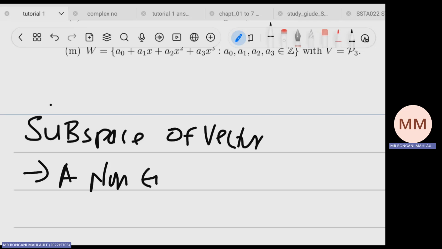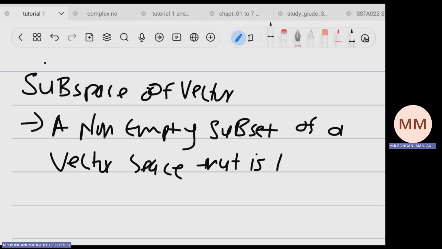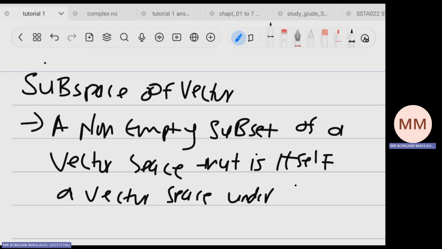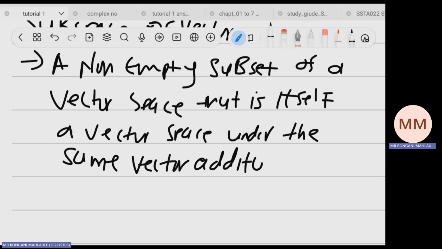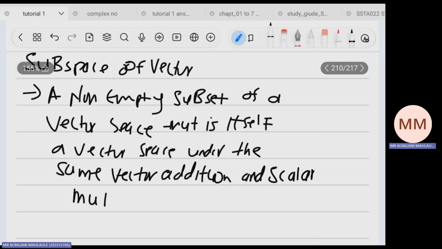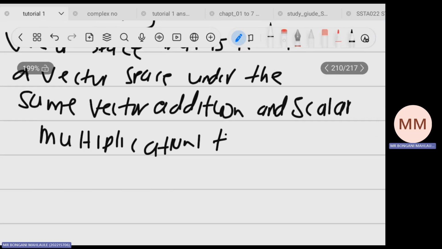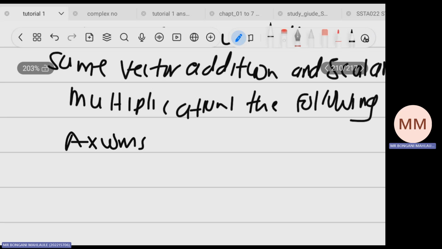So you will say it's a non-empty subset of a vector space that is itself a vector space under the same vector addition and scalar multiplication. And the following axioms must hold.